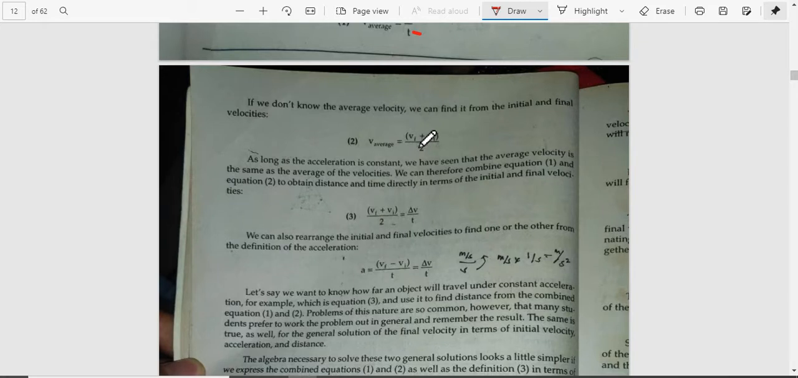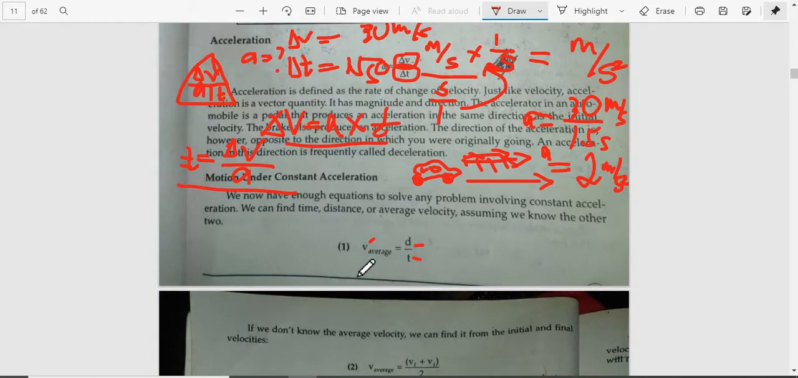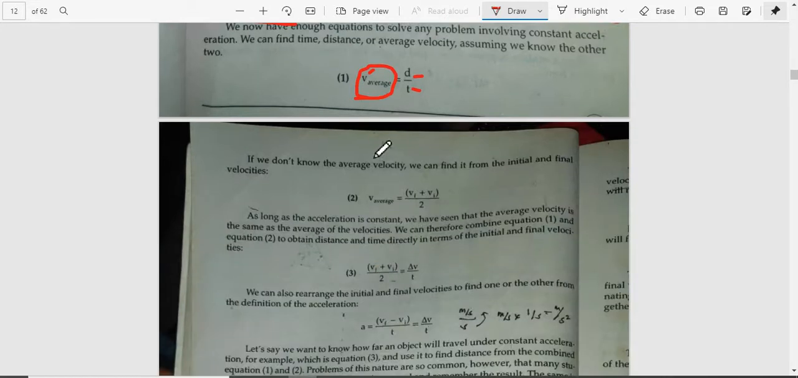You add them up. As long as the acceleration is constant, we have seen that the average velocity is the same as the average of the velocity. We can therefore combine equation 1 and 2. So in the equation above you have V average, and V average can be used as this equation: VF plus VI over 2. Then you will have the change in your velocity over time.